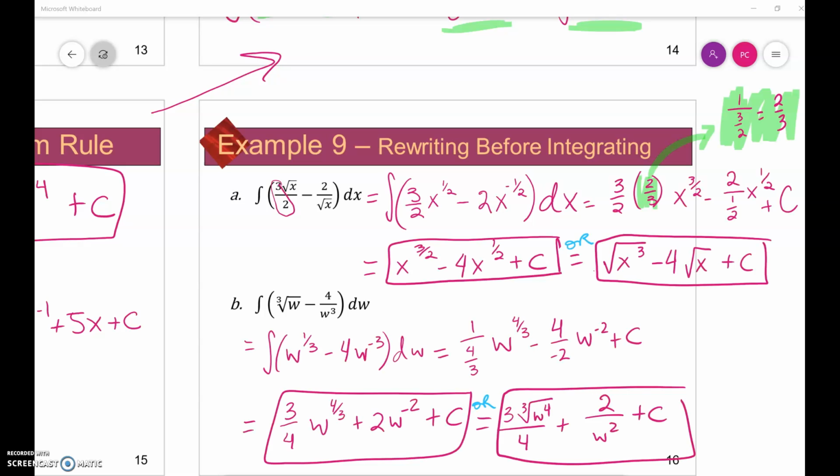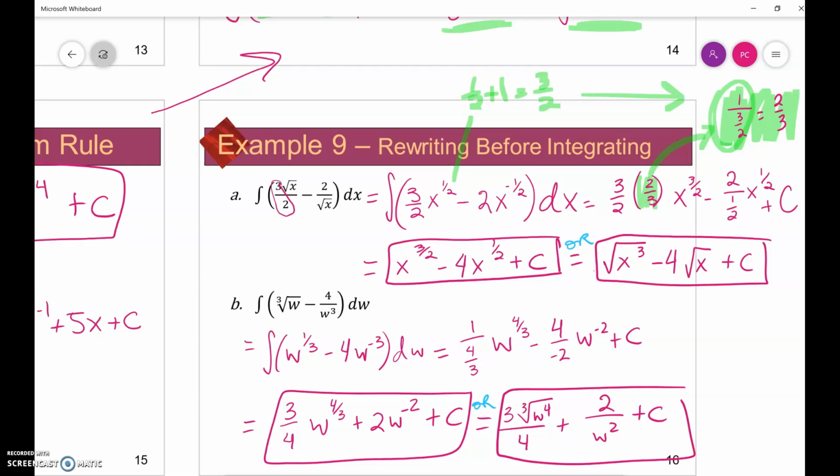Okay, so for part A, we had the integral of 3/2 x to the 1/2 minus 2x to the negative 1/2 dx. So when you take the integral there, you'd have 3/2 times 2/3, because you recall 1/2 plus 1 is 3/2. And if I do 1 over 3/2, that reciprocal becomes 2/3. So you could either write it as the fraction 1 over 3/2 and then simplify, or just go ahead and simplify before you write it down and do 2/3.